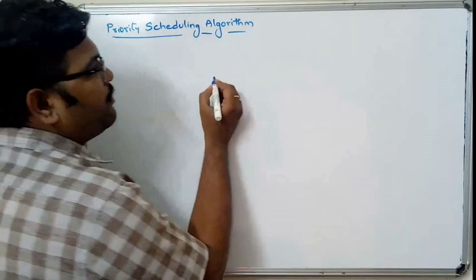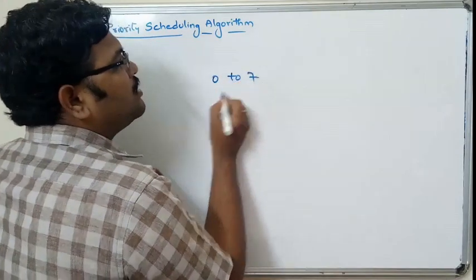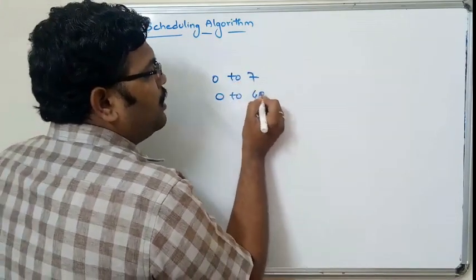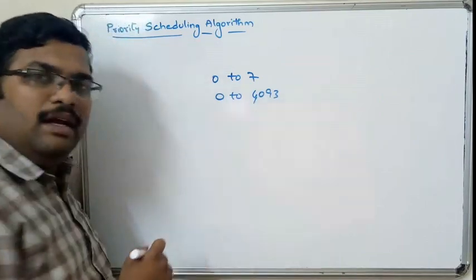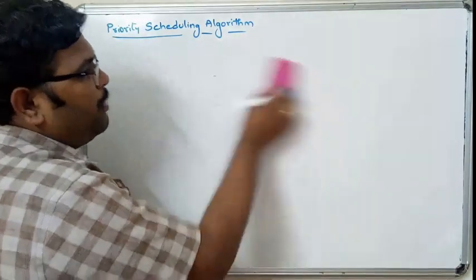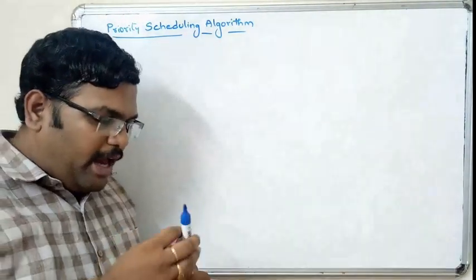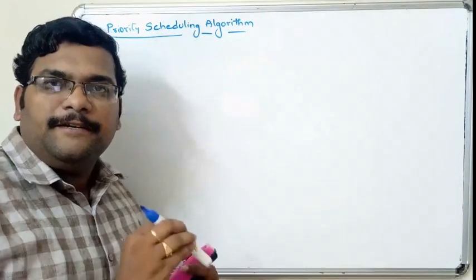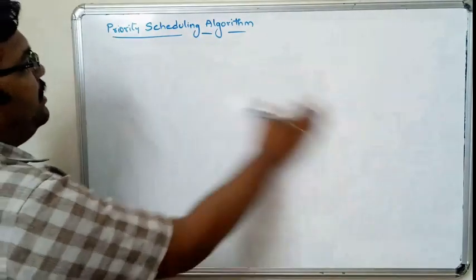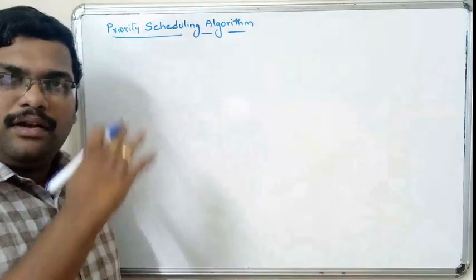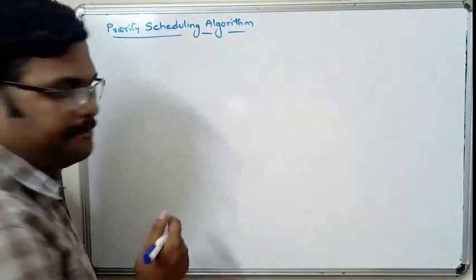Here the priorities will be from 0 to 7 or some 0 to 4093, right? So that is some numbering. Numerical numbers will be given as a priority to the processes, right? Let us see an example so that you will know the procedure.